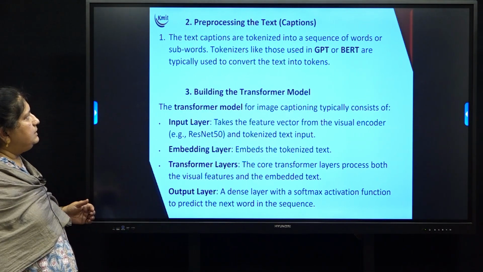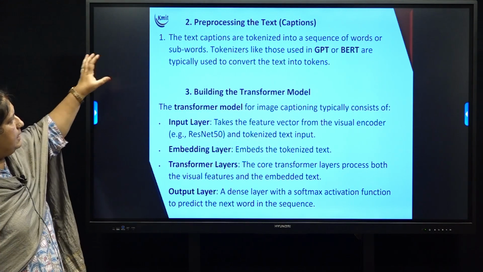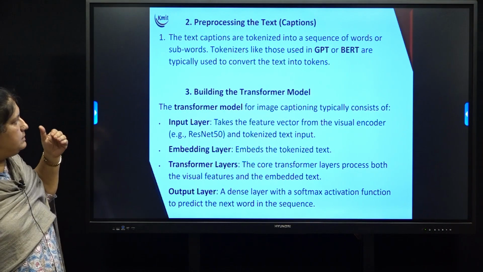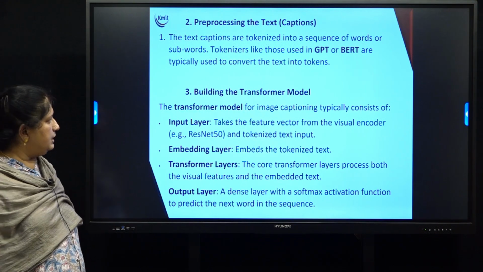And pre-processing the text, what do you do in this pre-processing of the text? Text captions are tokenized into a sequence of words or subwords. Tokenizers typically convert the text into tokens.